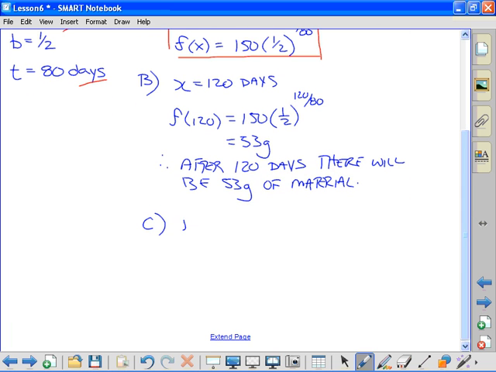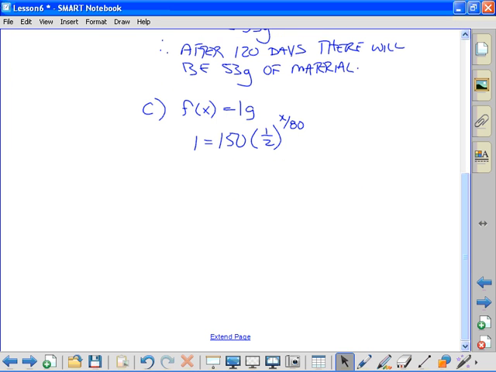Final part here, C part, determine how long it will take for 1 gram of material to be left. So we have a total. So f of x equals 1 gram. So using our model, we end up with this. Now here is a circumstance where I go against what I was telling people to do. In this case, f of x is 1. If I divide by 150, I get into fractions. I really don't care for the fractions. So in this case, I'm just going to leave it as is.